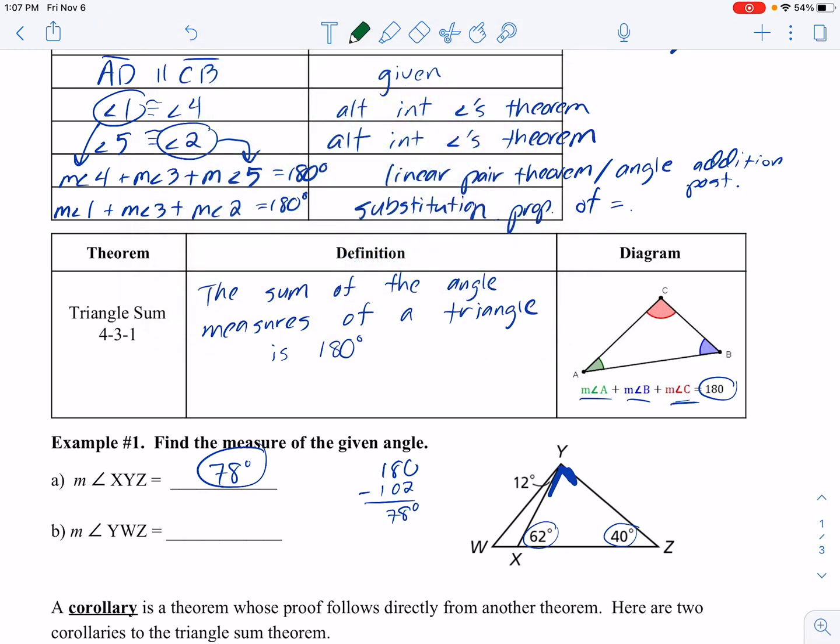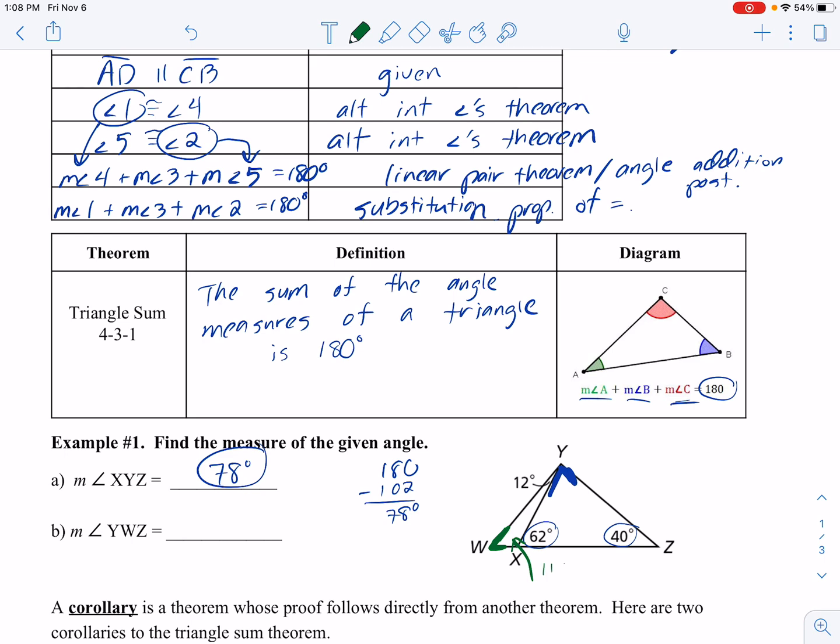All right, why don't you try B? We're looking for the measure of angle YWZ. That would be this angle in the corner. And you're probably going to want to find the measure of this angle first using the linear pair theorem. Use the angle that's adjacent to X to find that angle, and then you can find the measure of angle W. All right, go ahead.